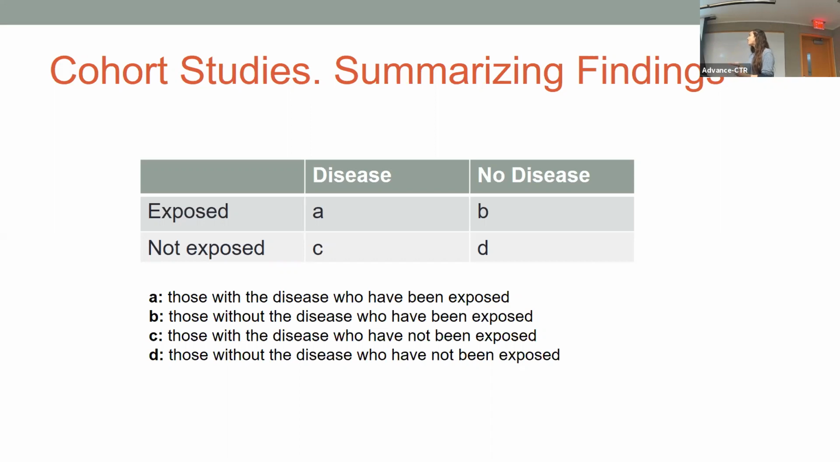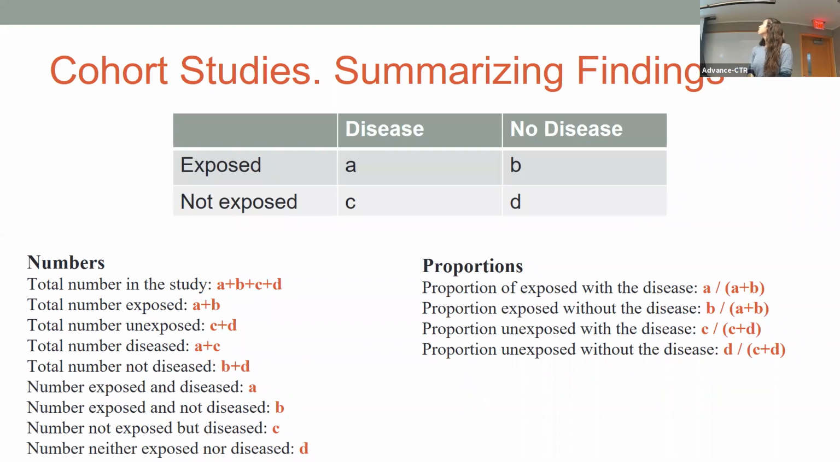This is just a 2x2 table, so it's rather simple, but you can have multiple different levels to this 2x2 table, which would make it n by 2 or whatever table, depending on the number of levels. So the reason why epidemiologists like this 2x2 table so much is because you can actually gather a lot of information from it.